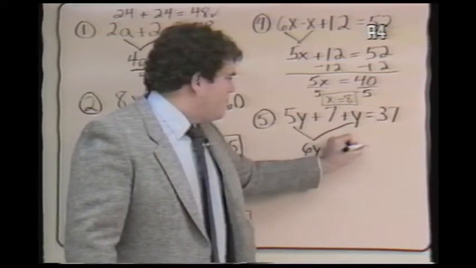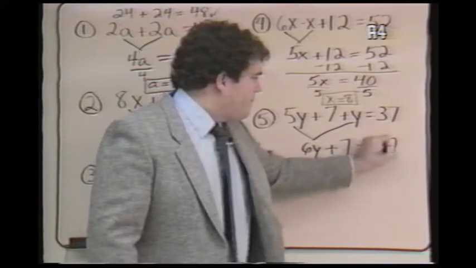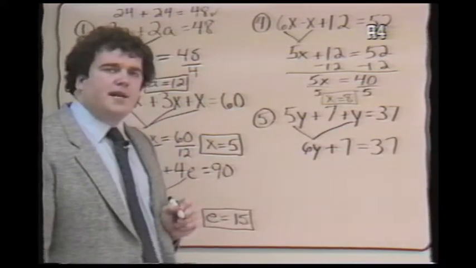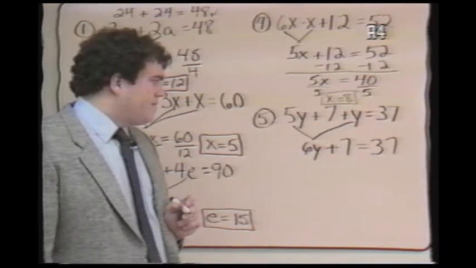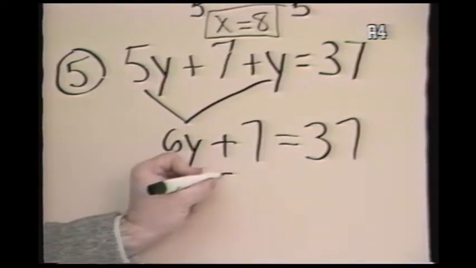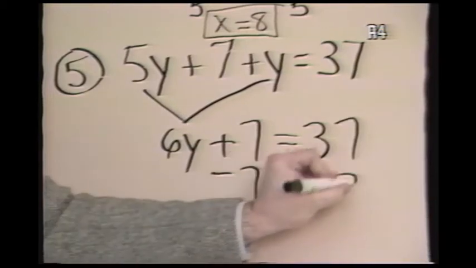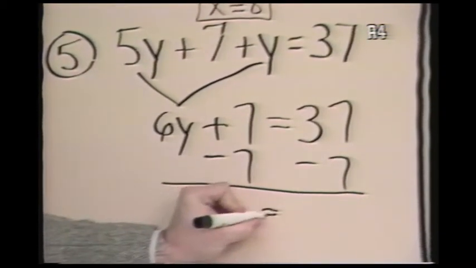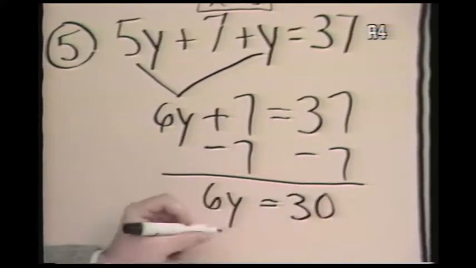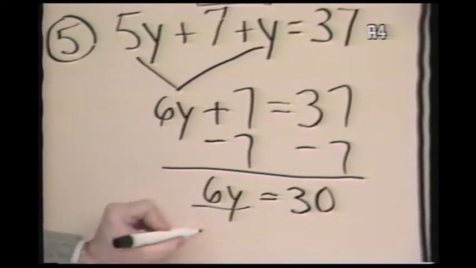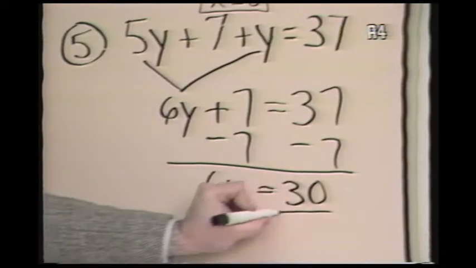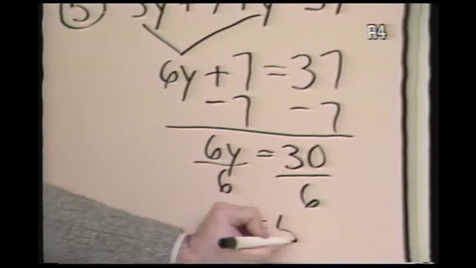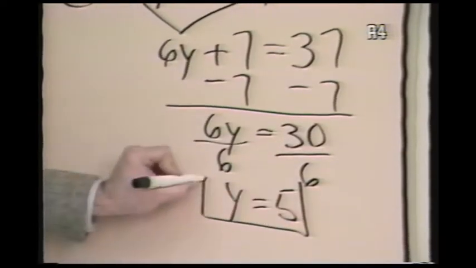That 7 we'll take care of right now. After combining the like terms, we get 6y plus 7 equal to 37. We now subtract 7 from each side and find that 6y equals 30. If 6y equals 30, we divide each side by 6 and find that y is equal to 5. There it is.